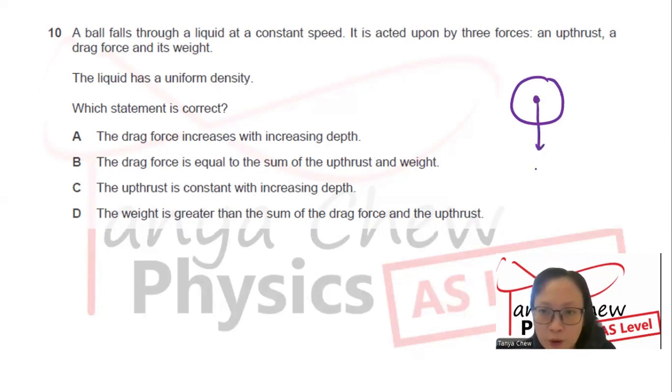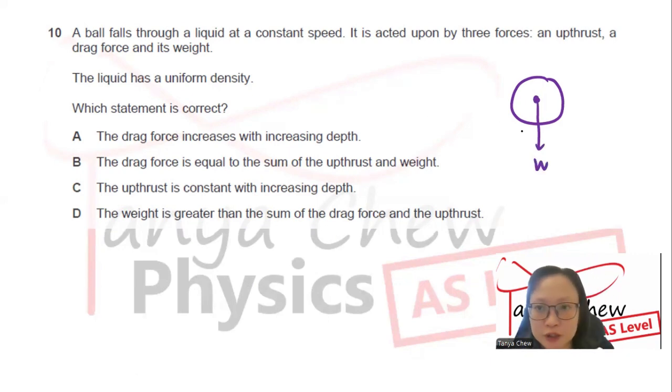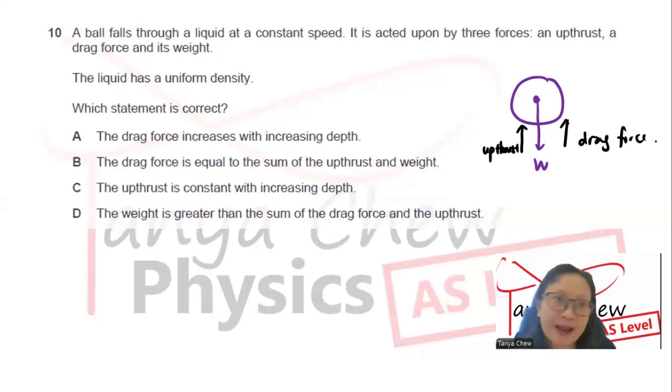One is the weight of the ball. The other one is the upthrust force. Upthrust force is a floating force. The other one is a drag force. Drag force is like air resistance. It is the opposing force. It is a force acting on the moving object.